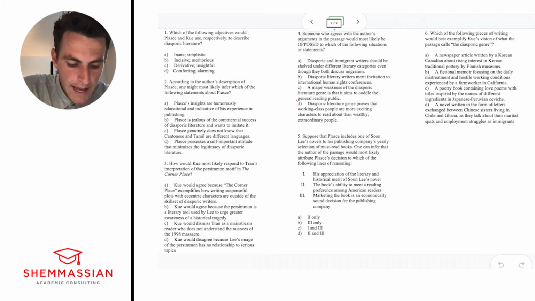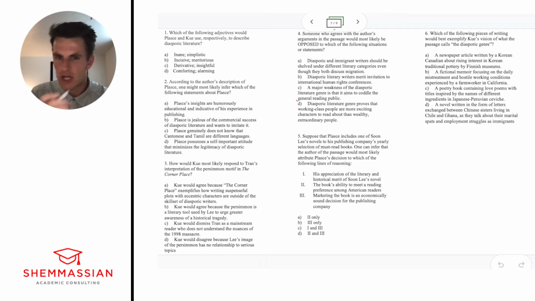1. Which of the following adjectives would Placé and Quay use respectively to describe diasporic literature? Okay, so like I mentioned earlier, I'm going to try and narrow it down to what I feel like the answer would be, and then I'm going to search for evidence in support of my answer. The reason I do that is because you don't have time to go back to the passage, look for something, come back. That's going to take you years. So what I'm going to do is try to figure out the right answer and look for evidence to support it. If I can't find evidence to support it, then maybe I need to reevaluate.